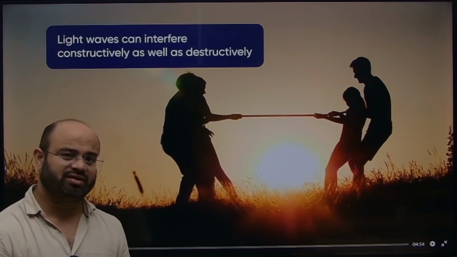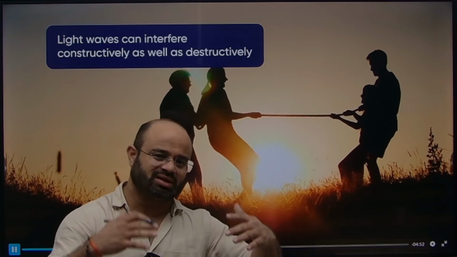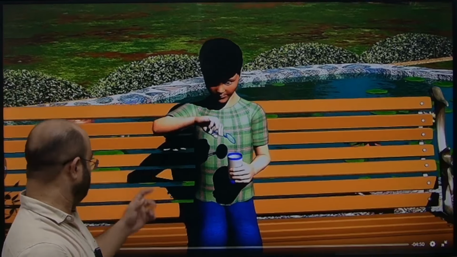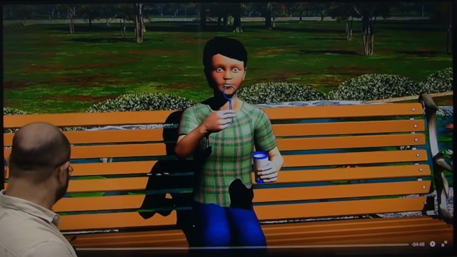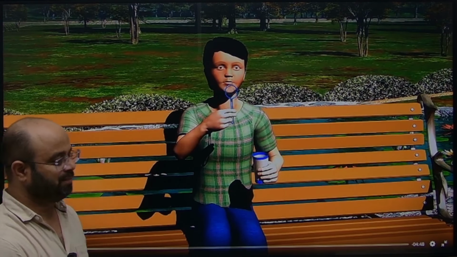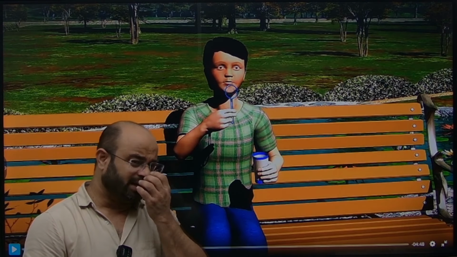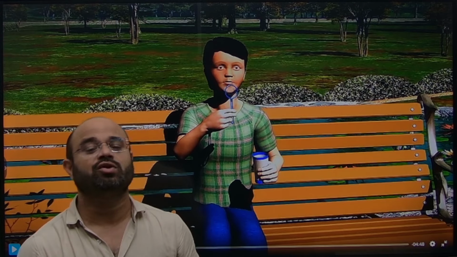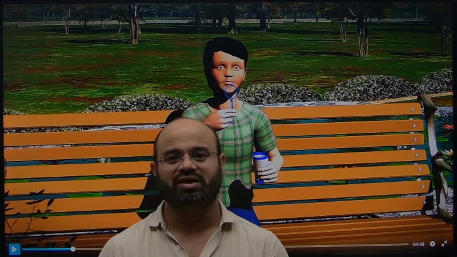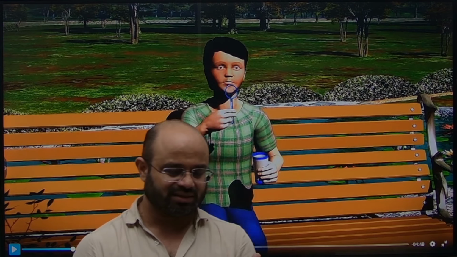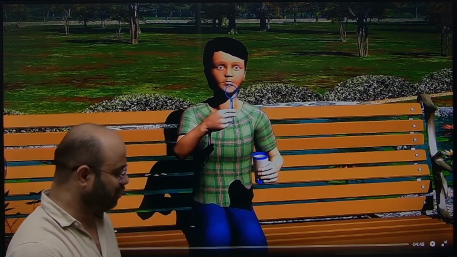What is the meaning of interfere? They can superimpose on each other, whether constructively or destructively, the light energy can propagate. So now let's understand first what is this phenomenon called interference and what is the meaning of this term called constructive and destructive interference with the help of this animation.